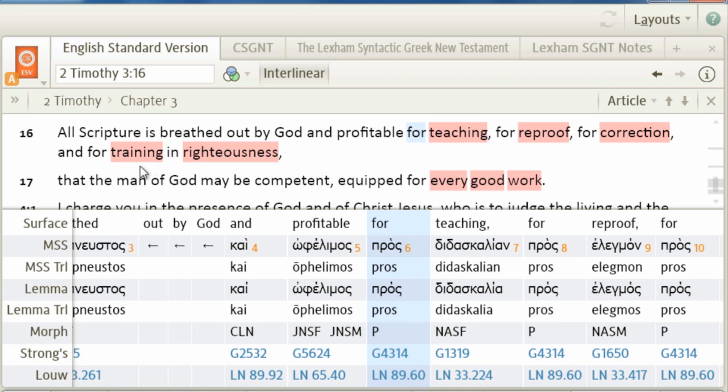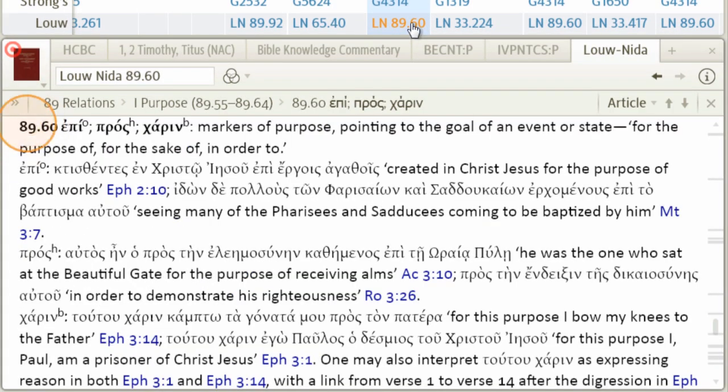Now I make mention of these nouns representing verbal actions or events because of what the entry says in the Louw-Nida lexicon. Going down here to the reverse interlinear pane, and remember what it said earlier, that pros can be used as a marker of purpose, pointing to the goal of an event or state. And the key word here is event. Even though the words like teaching and reproof and correction are all nouns, they can also represent events.